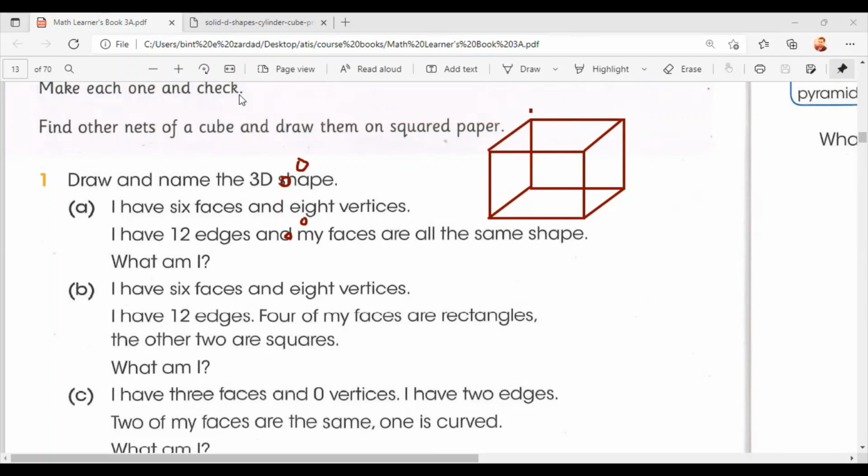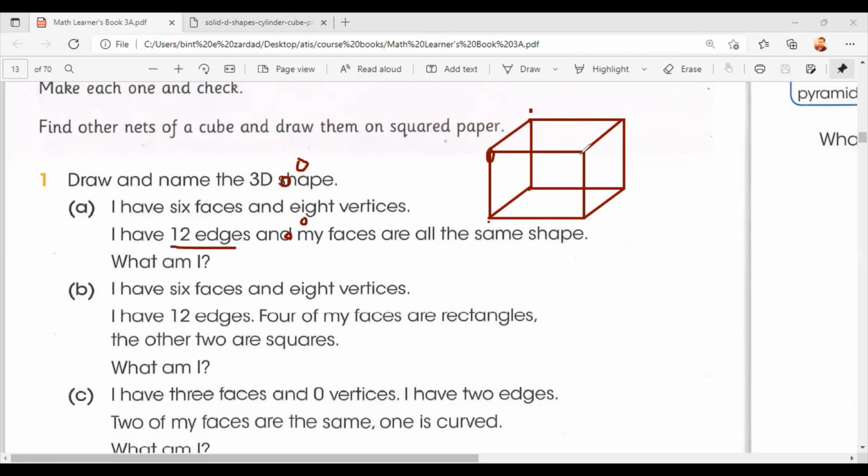So faces: there are 6 faces. 1 front, 1 back, and 4 sides. 1, 2, 3, and 4, and 1 up and down. Six faces and 8 vertices. Vertex means corners. So there are 8 corners. 1 this one, second this one, third this one, and 4 here. 4 on this side and 4 on this side. 8 vertices. 12 edges. Edges mean sides.